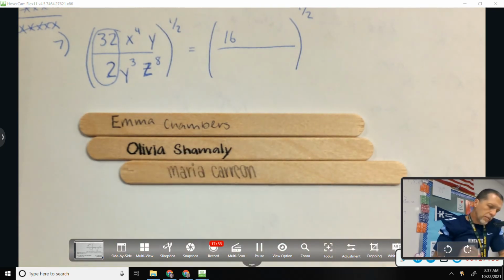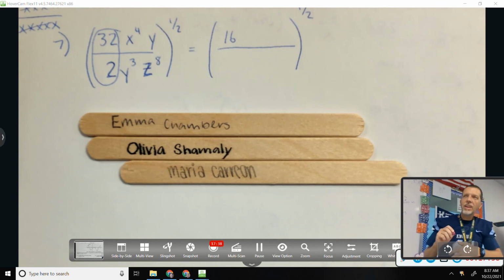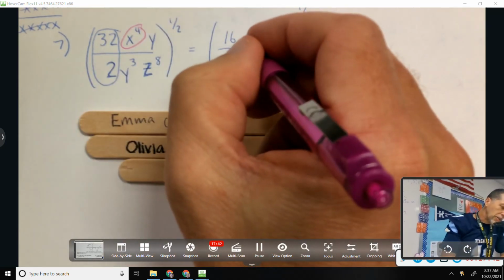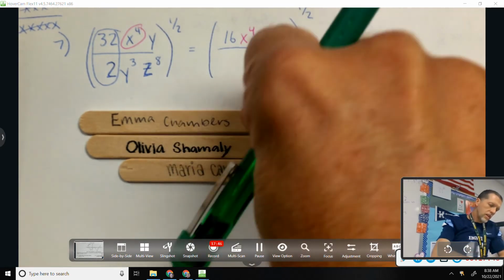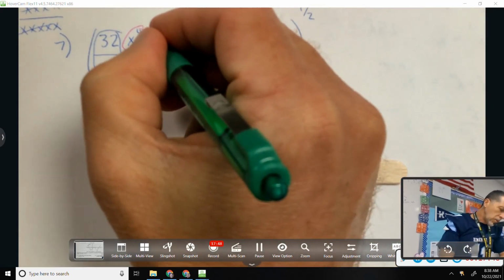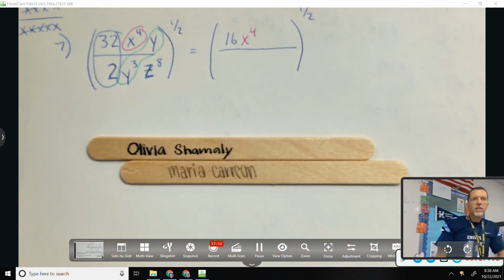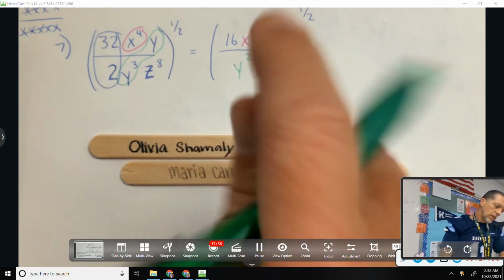All right, Emma, I'm looking at x's. How many x's do I have, and where are they? X to the 4th, there's just one. Yeah, that really wasn't too bad. There's still just an x to the 4th in the top. Olivia, how about the y's? Y to the 2 on the bottom. Good. Y squared in the bottom.